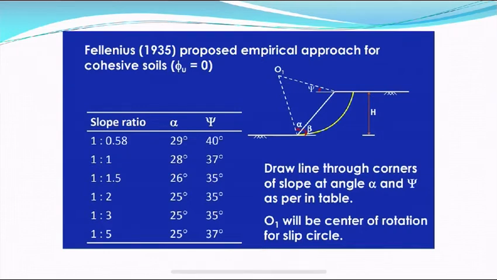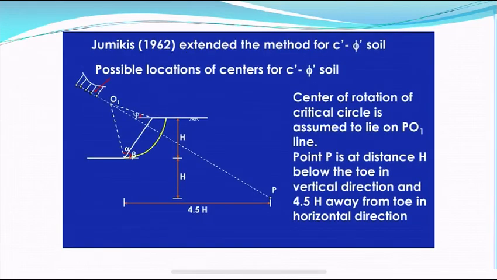Another conventional method, which was given by Jumikis, gives the possible location of centers for c' and phi' soil. Here, the center of rotation of the critical circle is assumed to lie at point P, and point P is at a distance h below the toe, and 4.5 times the height towards the toe of the slope.